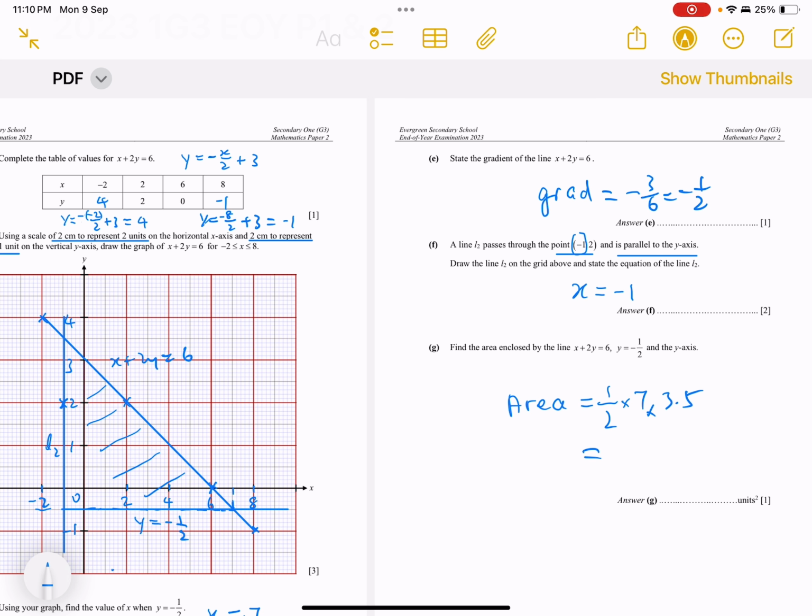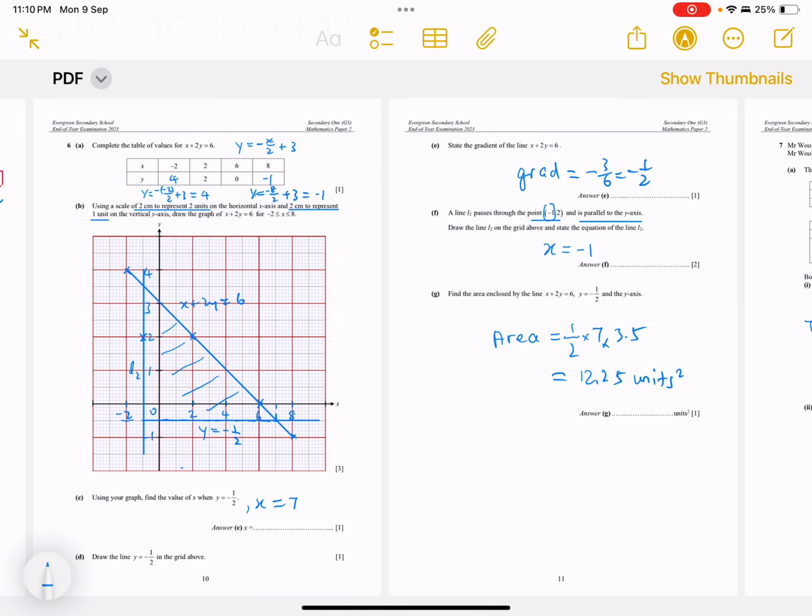Right? So that gives us 12.25 square units or units squared. Right, next sum.